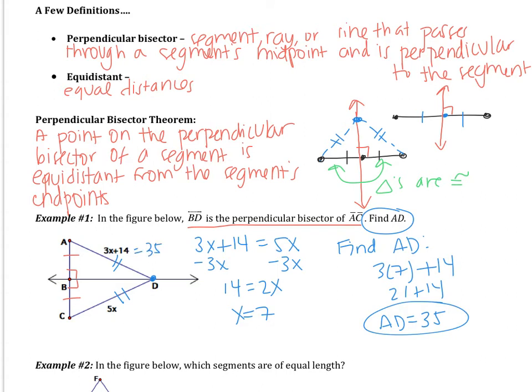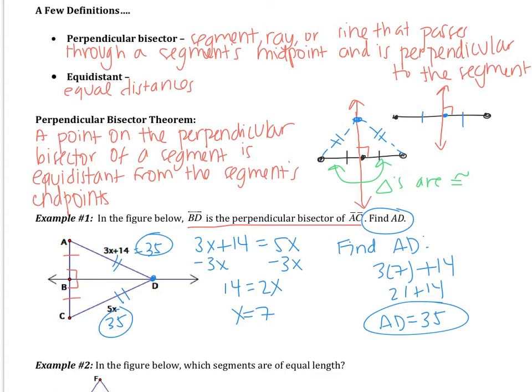Okay, CD, if you're going to notice, 5 times 7 is also 35. This is a good way to check your answer. We know that these segments are supposed to be congruent. In this case, because they are congruent, that gives us evidence that our answer is correct.